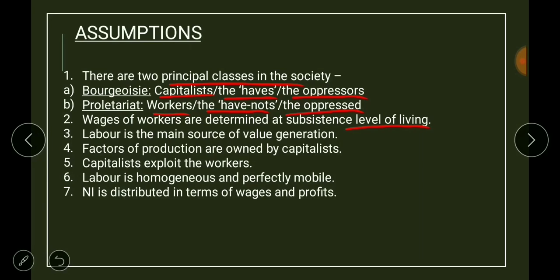He assumed that labor is the main source of value generation in the economy. The factors of production are assumed to be owned by capitalists only. Capitalists exploit the workers. Labor is assumed to be homogeneous and perfectly mobile between sectors. National income is distributed in terms of wages and profits.